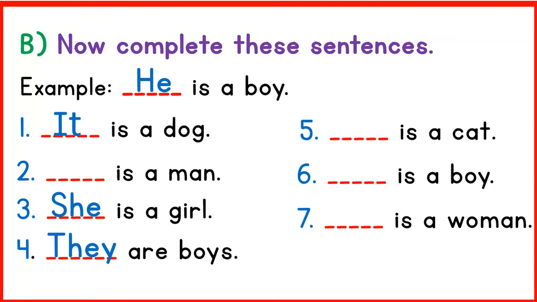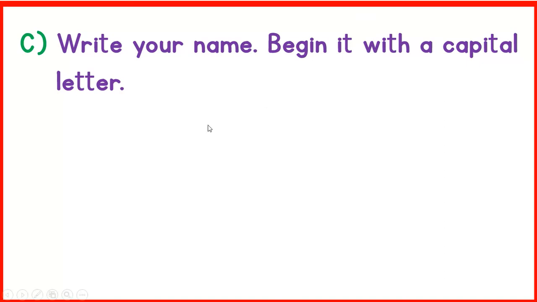Now comes question number 3, C. Write your name. Very easy. What's your name? You know it well. Begin it with a capital letter. We always write our names with a capital letter. The first letter should be capital. For example, if you are Abdullah, you have to write a capital A.